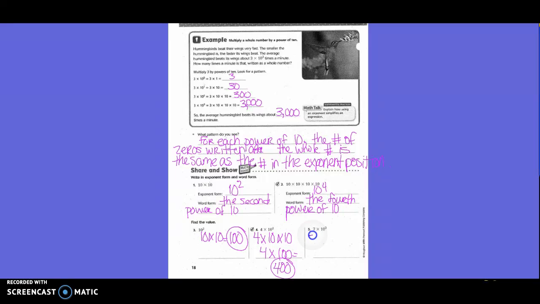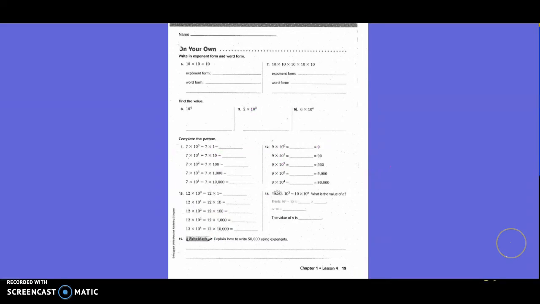We would have 7 times, and how many times do I need to write 10? 3. 1, 2, 3. Now, I should automatically know that 10 to the third power is what? 1,000. So I'm going to write 7 times 1,000 equals 7,000. Okay, so here in a little bit, you guys are going to do on your own 6 through 14 with your partners, and then we'll go over and check it. Right now, let's go on to 15.